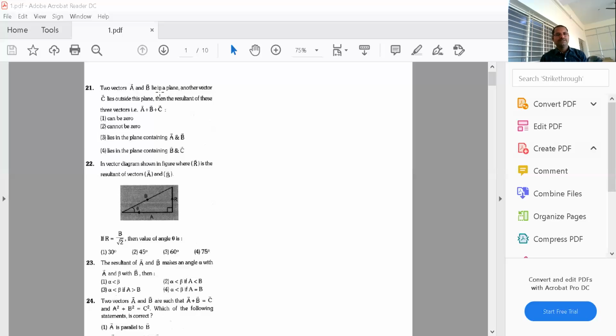Yes, students, see here, they are given question number 21. Two vectors A bar and B bar lie in a plane. Vector C bar lies outside this plane. Then the resultant of these three vectors A plus B plus C, where do they lie? This is your question. Correct?